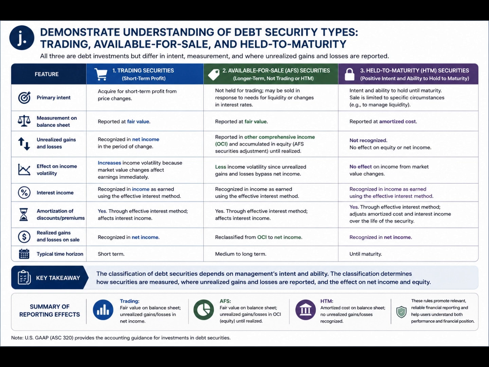Available for sale, AFS, securities are not classified as trading or held to maturity. They are also reported at fair value. However, unrealized gains and losses bypass net income and are recorded in other comprehensive income, OCI. These amounts accumulate in equity until realized through sale. This treatment reduces income volatility compared to trading securities.